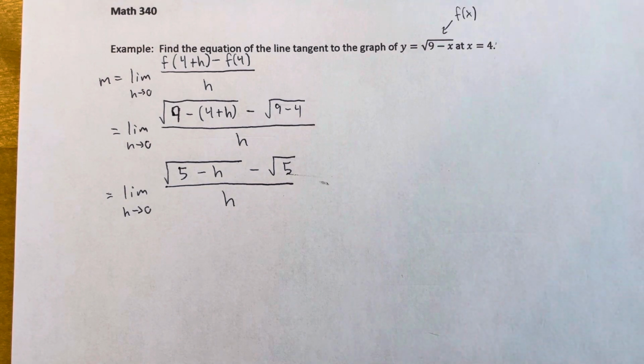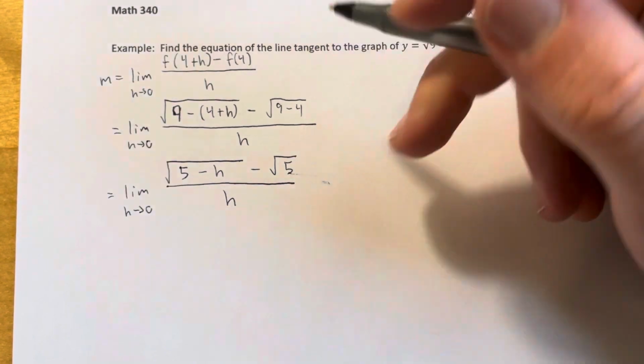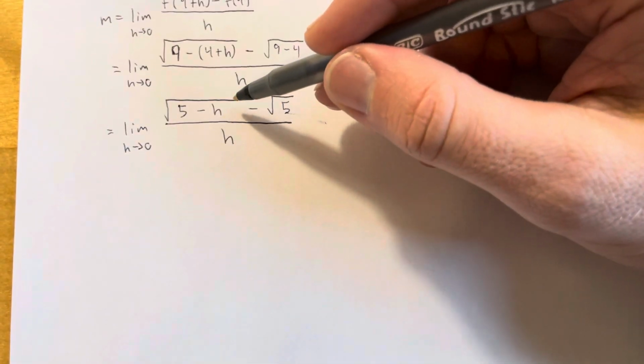All right, this is an indeterminate form. If I try to plug 0 in for h directly, I get 0 over 0. So I can't do that. I can't just use direct substitution. We have to simplify this, and we have seen how to deal with these types of things.